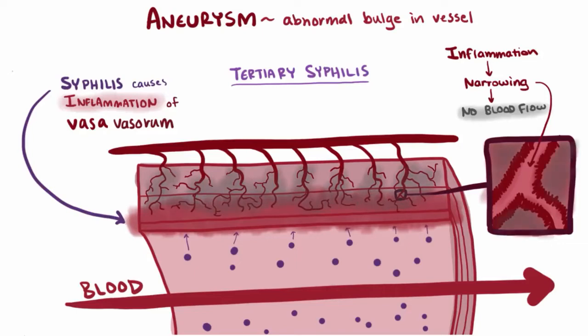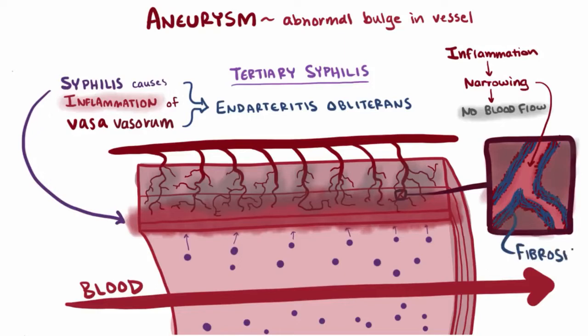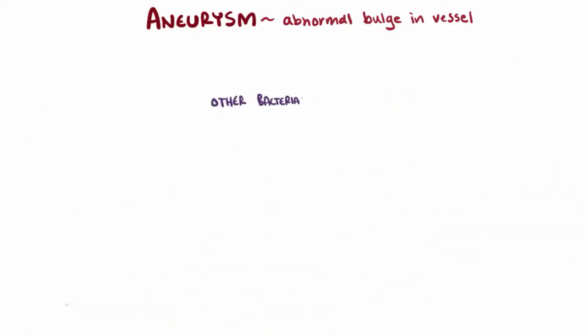By the way, the name for this vasa vasorum inflammation is endarteritis obliterans. If you were to look at the vasa vasorum in tertiary syphilis, you'd see that inflammation causes fibrosis and scarring on the walls, creating this cool to look at but less cool to have tree bark-like texture. Other bacterial infections can also cause aneurysms, which we label as mycotic aneurysms.